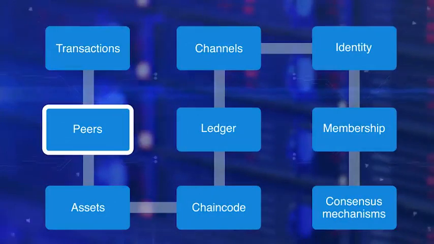Peers are nodes that initiate transactions and maintain the state of the ledger. There are 3 types of peer nodes. Endorsing peers receive and validate transactions, sign them, and return them to the creating application.